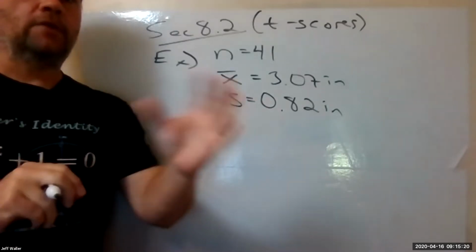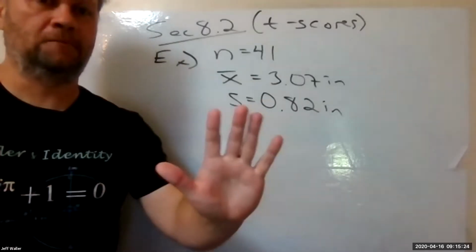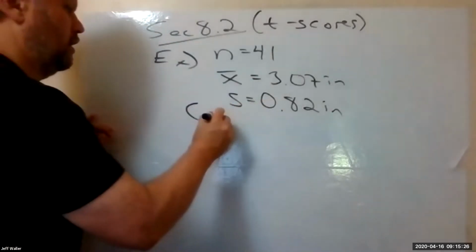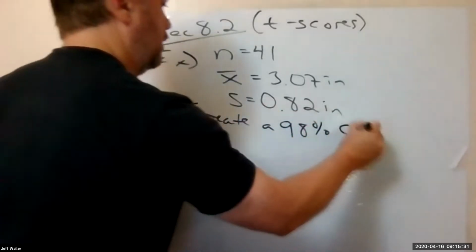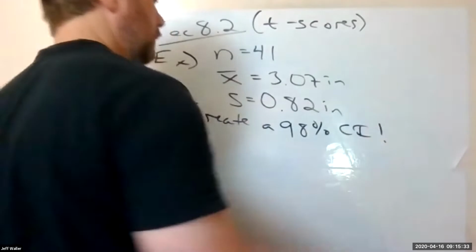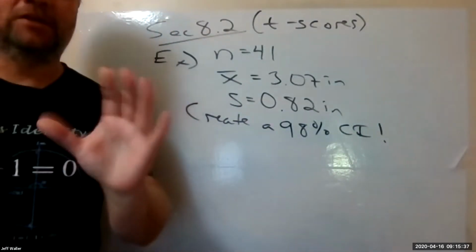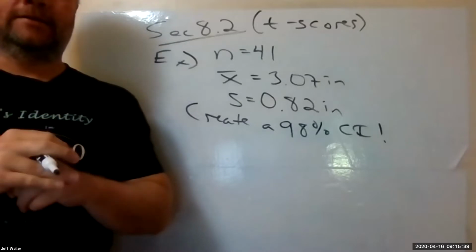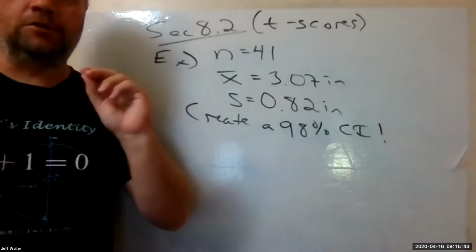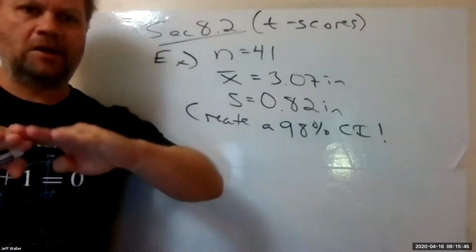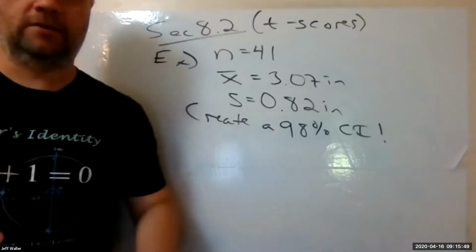Am I allowed to do something to create a confidence interval? Let's say I want to create a 98% confidence interval. Am I allowed to do something, and why? What is it that tells me I can do something? What's the bare minimum requirement for us to meet before I can do something?